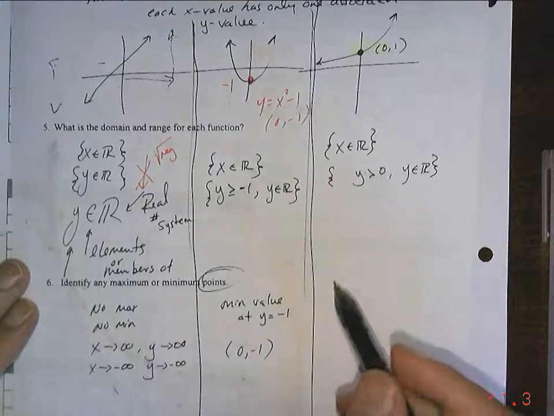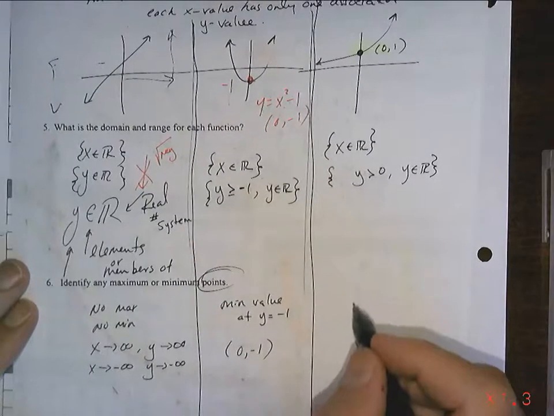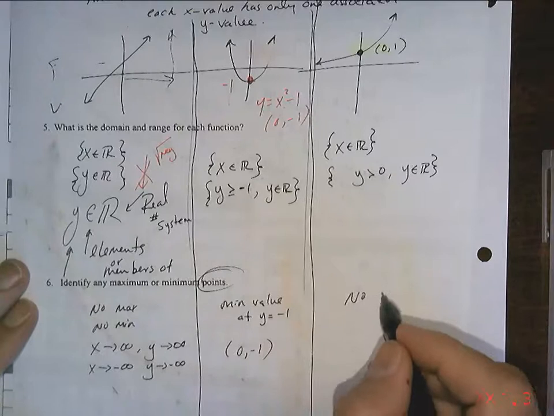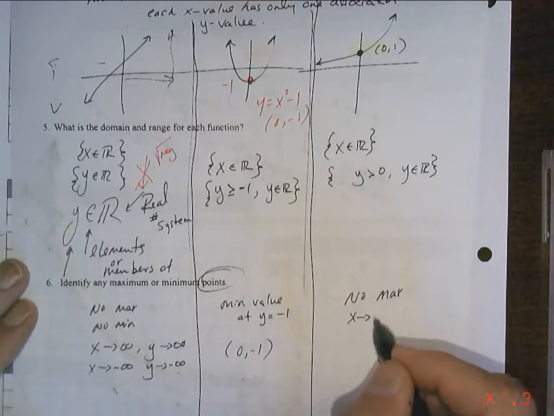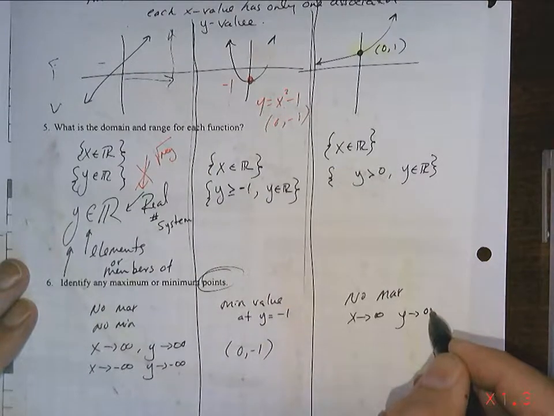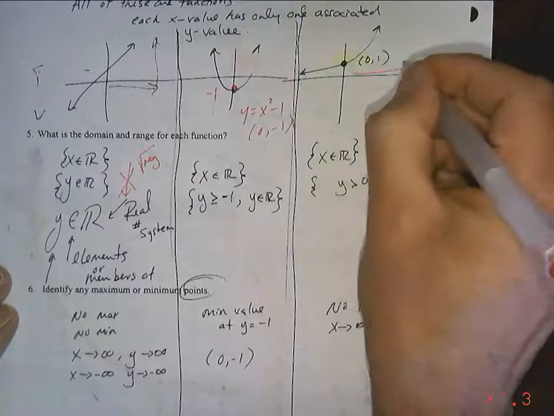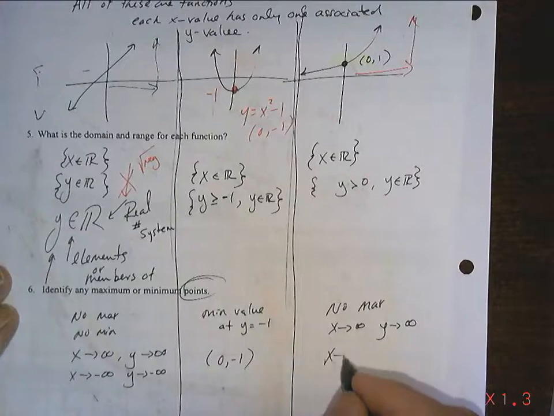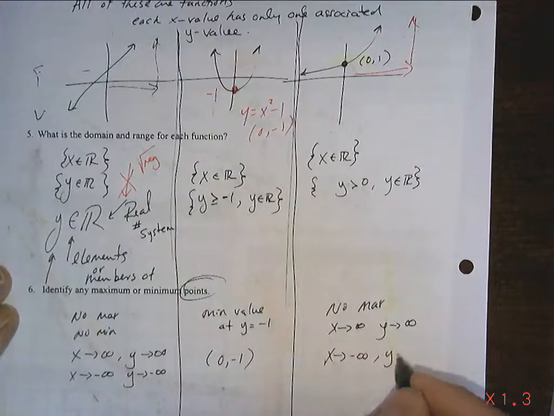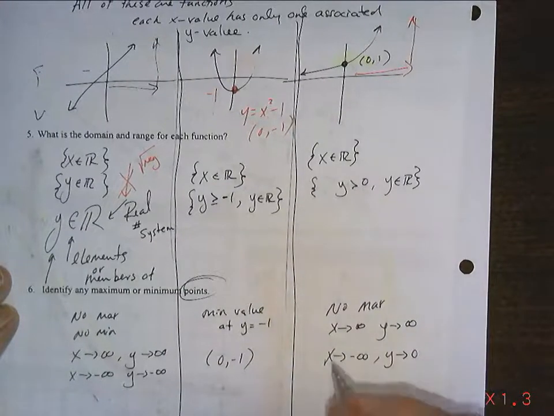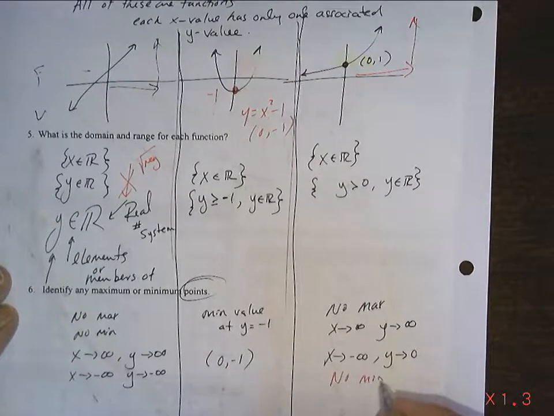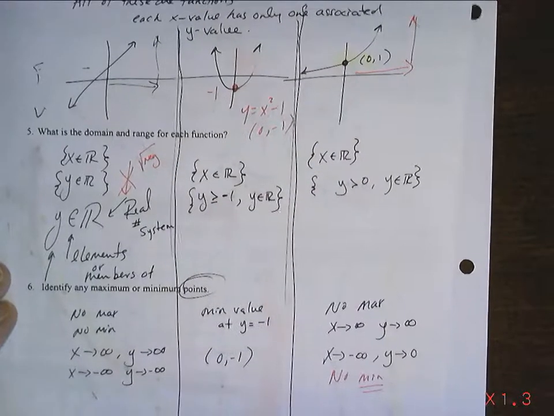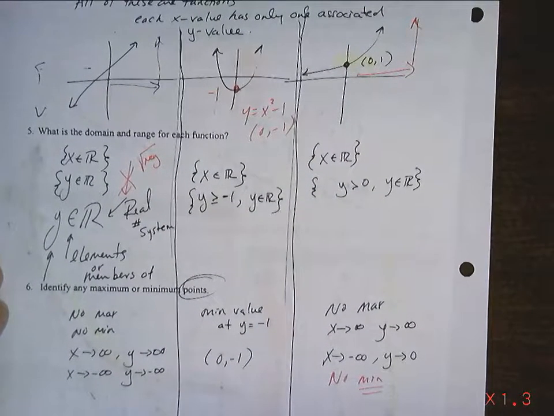And this one, do we have any max or minimum points? No. There's no max. It goes on forever. So as x approaches positive infinity, y approaches infinity. And what that means is, as I go this way, I go this way. And there's also no min, because as x goes to negative infinity, y is approaching 0. So there's no min. In essence, it's not going to hit a minimum value, but it's bounded. It can't go below 0.